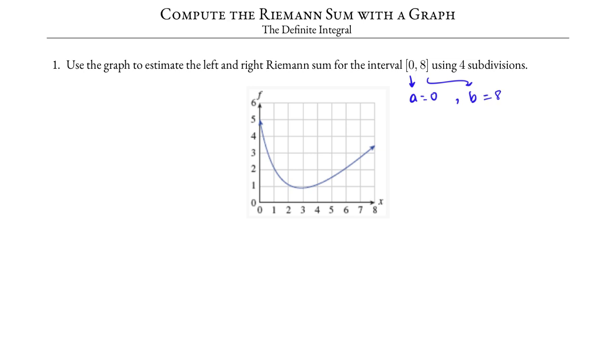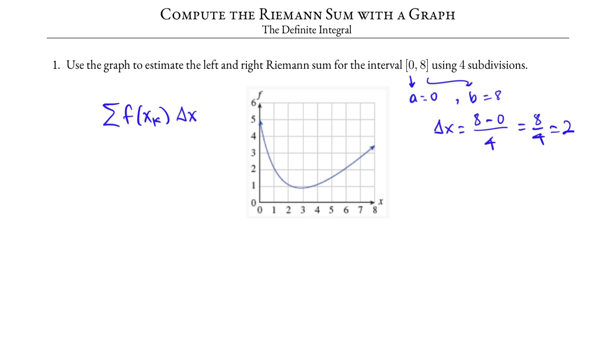To compute the Riemann sum, we need to know the height f of x sub k and the width delta x, where delta x is always (b minus a) over n. Since we're using 4 subdivisions, n equals 4. So this is 8 over 4, or 2.